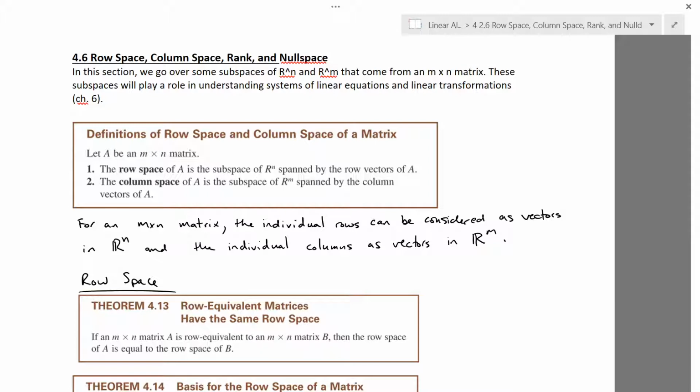Right, so the individual rows are vectors in Rn, because n is the number of columns. And m is the number of rows. So an individual row is n dimensional, because the number of columns gives the individual coordinates in the row vectors. And likewise, the number of rows gives the number of coordinates in the individual column vectors. And so the column vectors belong to Rm.